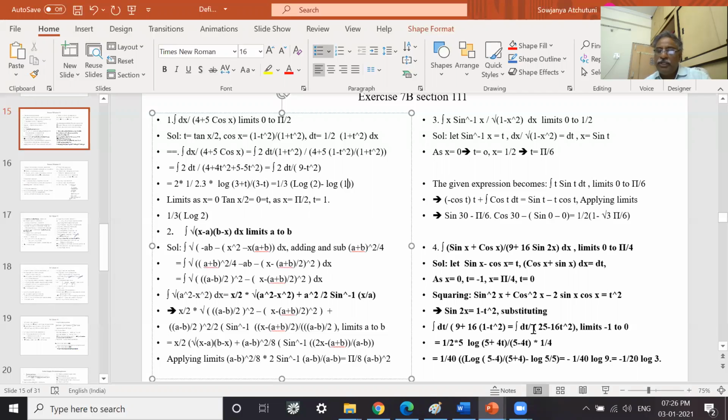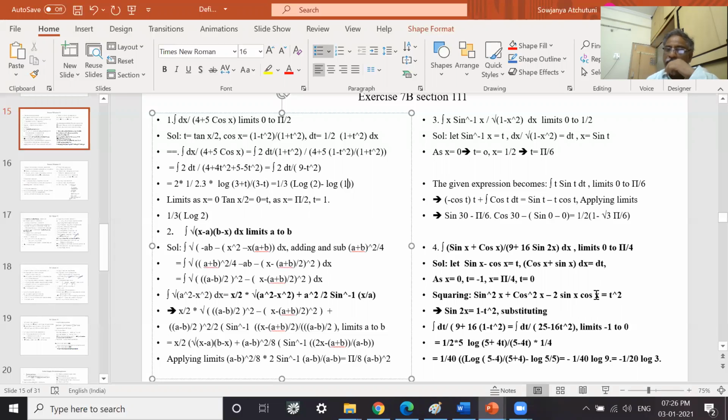This is in the form of dt by a square minus x square. So this is nothing but 1 by 2a log of (a plus x) by (a minus x), divided by 4, because the multiplication of x is 4. Here a is 5. So 1 by 2a log of a plus x by a minus x, whatever multiplication of x we are writing.